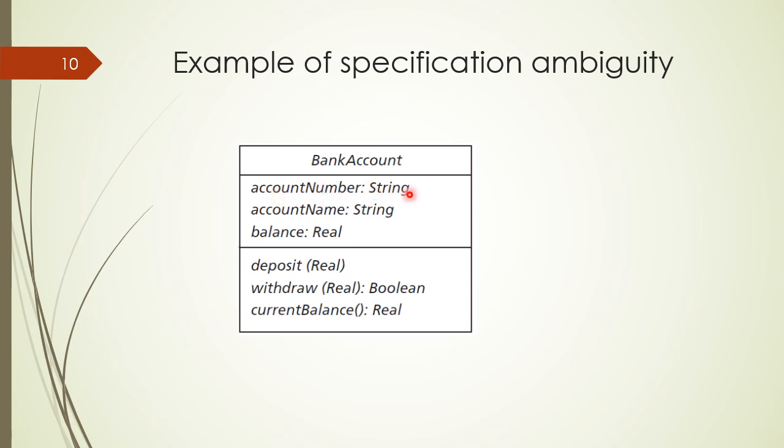A UML class diagram contains the attributes used in that class and a list of methods. There are three methods in a bank account management system: deposit, withdraw, and current balance. The withdraw method takes a real input and generates a boolean type of output.